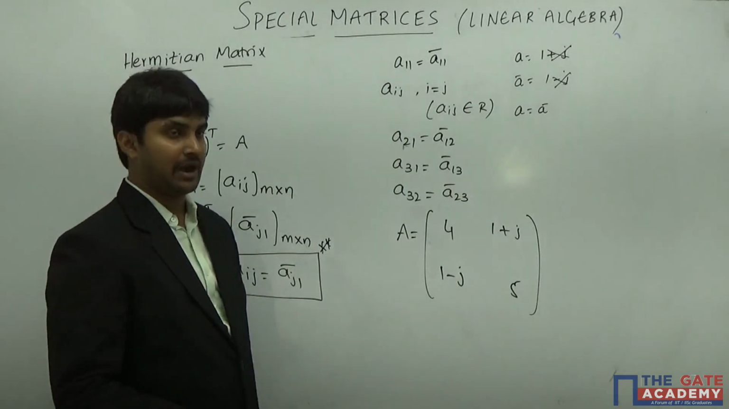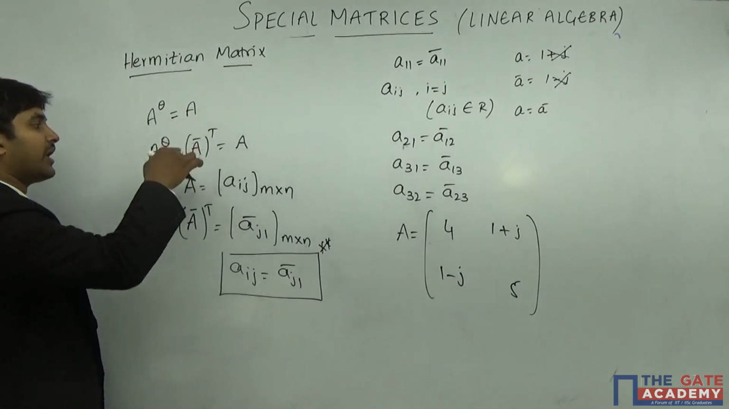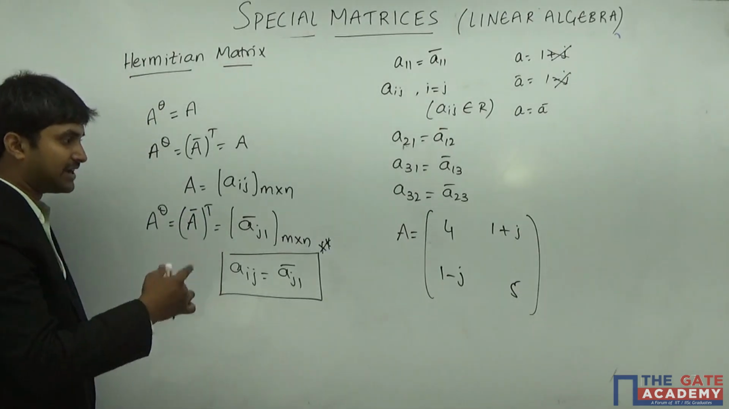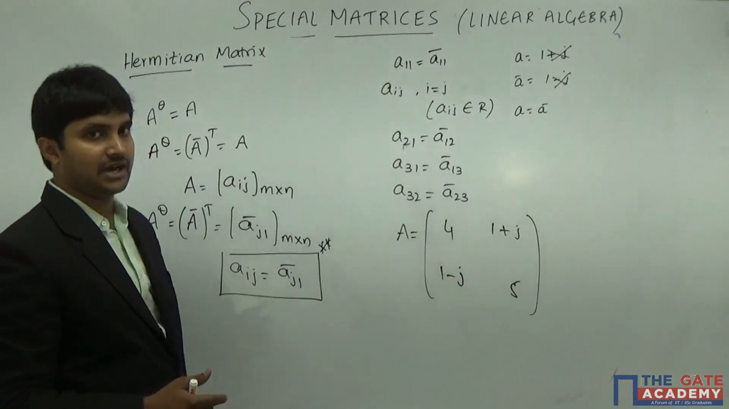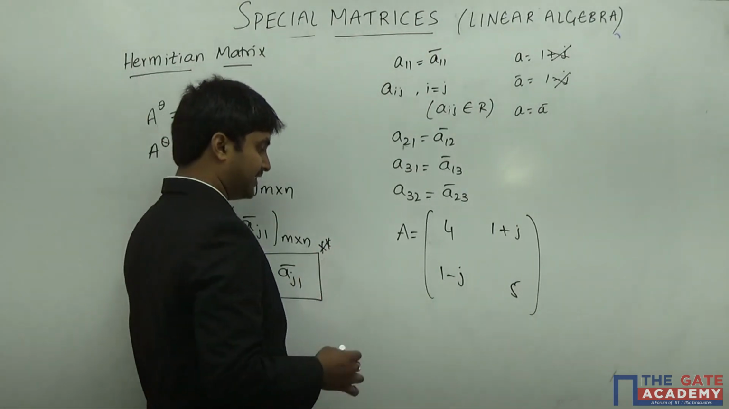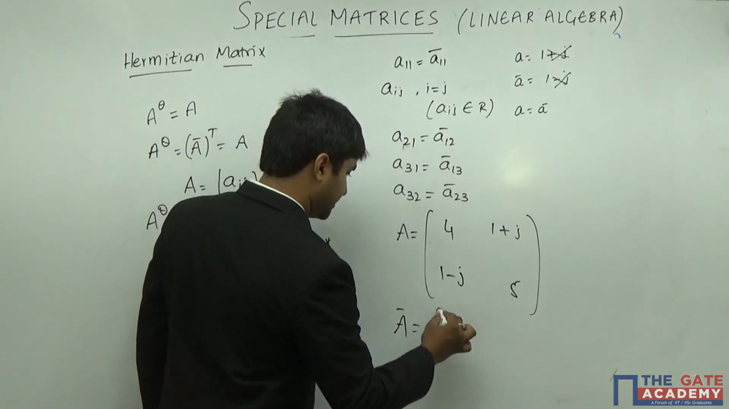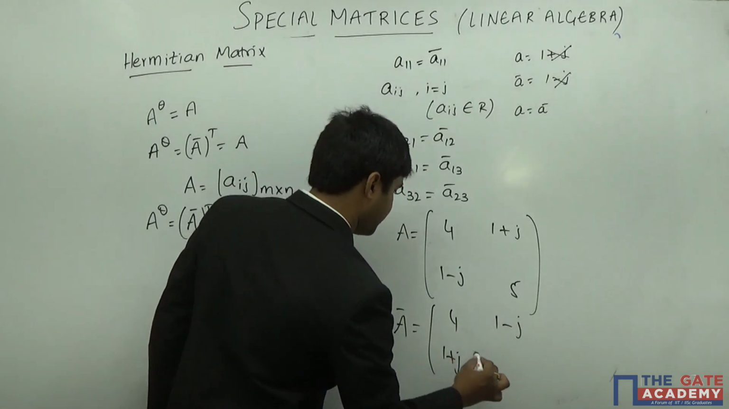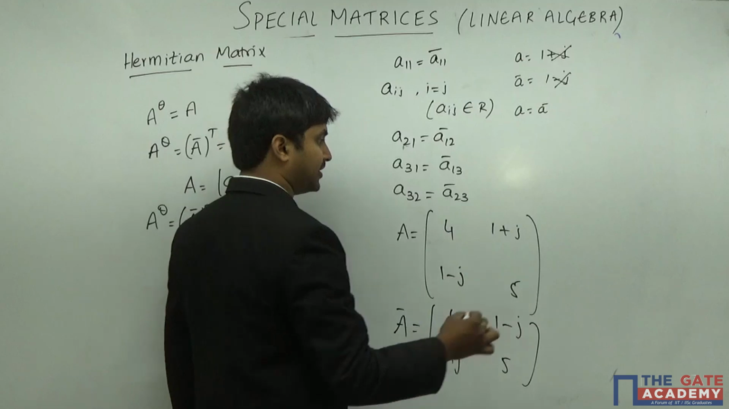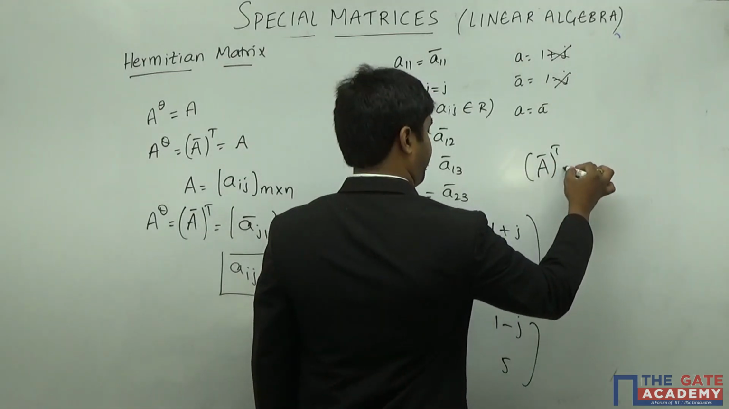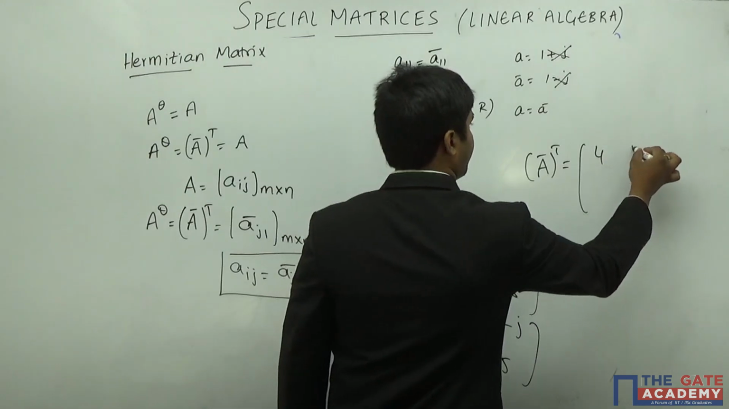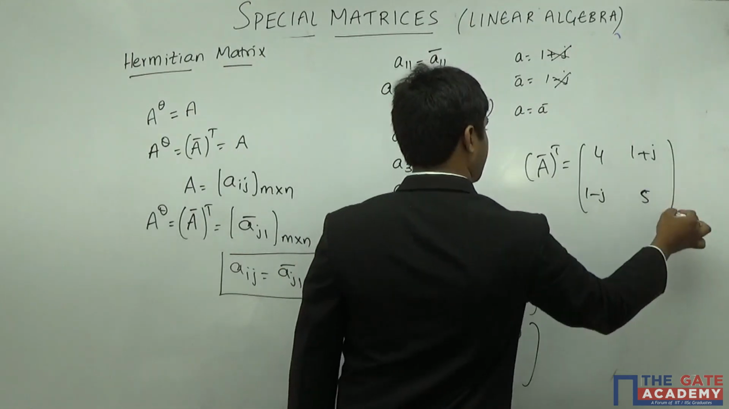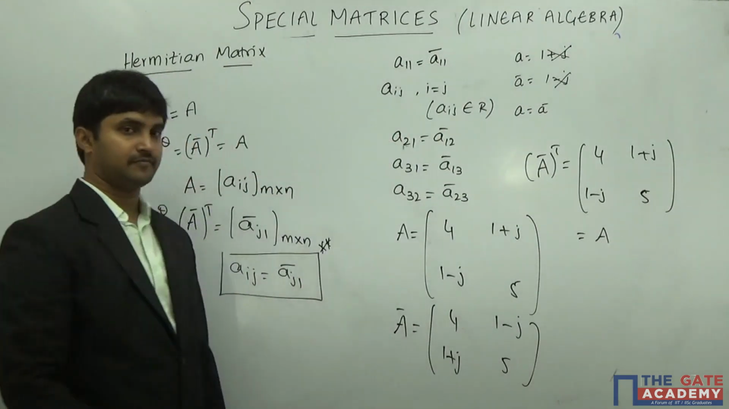So this is going to satisfy the property of the Hermitian matrix. That is, A theta is equal to A, or the transpose of the conjugate of a matrix is equal to the matrix itself. Now this matrix will satisfy the condition of A theta is equal to A. We can verify it. First of all, you consider the conjugate. The conjugate is nothing but 4, 1 minus j, 1 plus j, 5. Now the transpose of it is equal to 4, 1 plus j, 1 minus j, 5, which is equal to A.